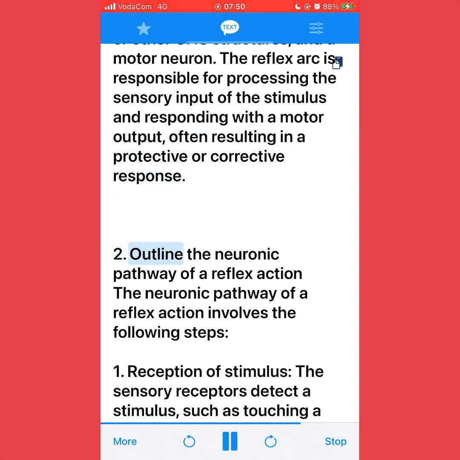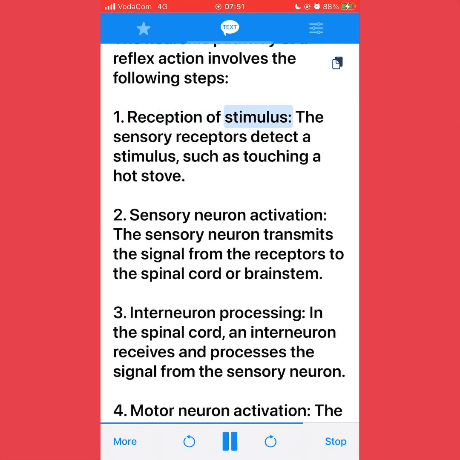2. Outline the neuronic pathway of a reflex action. The neuronic pathway of a reflex action involves the following steps. 1. Reception of stimulus. The sensory receptors detect a stimulus, such as touching a hot stove. 2. Sensory neuron activation. The sensory neuron transmits the signal from the receptors to the spinal cord or brainstem.